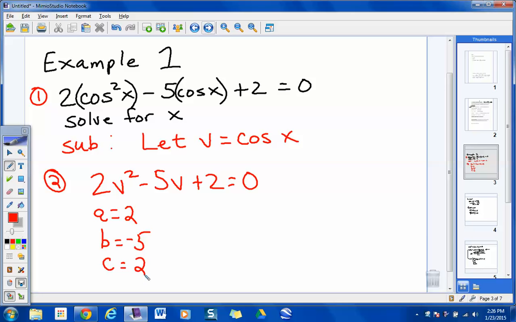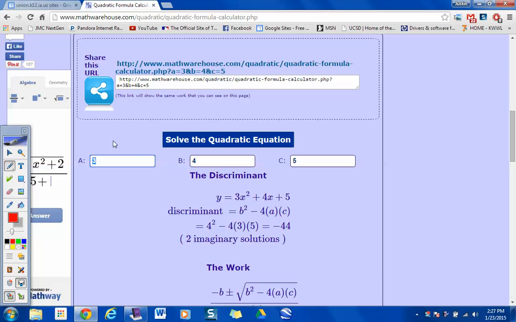Okay, plug those in. And what this is allowing us to do is to find the roots. This is allowing us to solve for V. So I'll punch them in up here quickly as you are, and let's see if we get the same values here. Hopefully we do. So in my calculator, I'm going, what do we say, 2, -5, and 2? Shows you all the work.